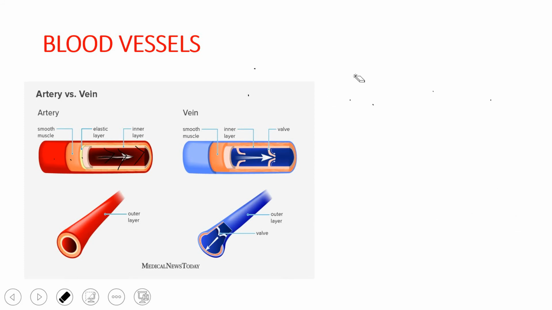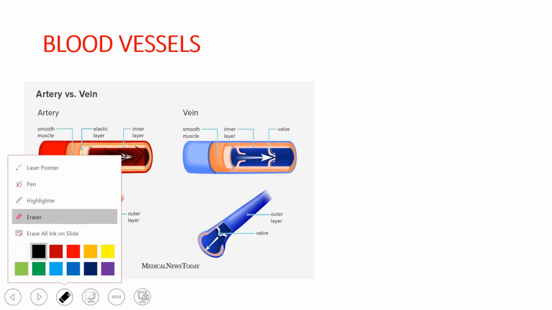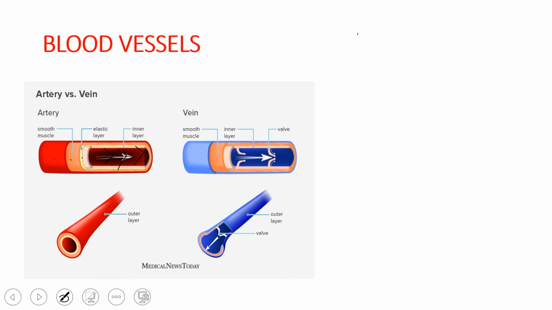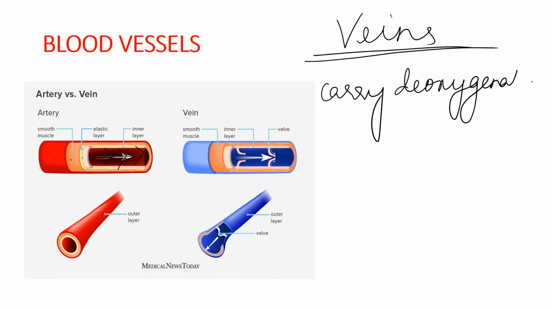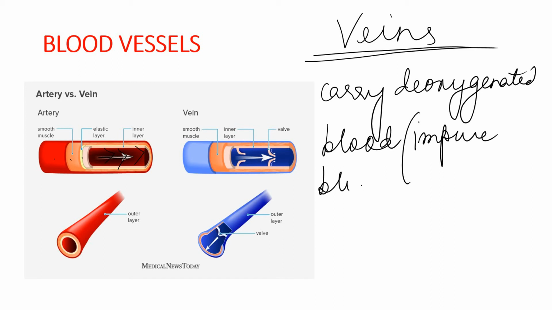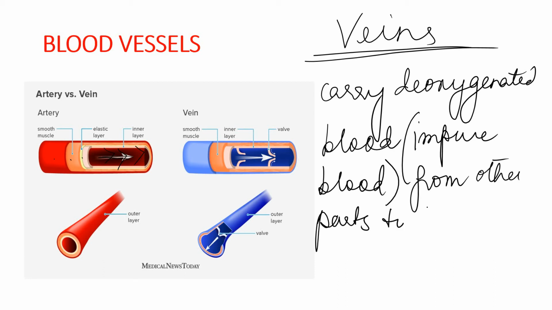Now let's focus on the vein. What are veins? These are also blood vessels, but they carry what? Deoxygenated blood, or you can say impure blood. From where? From other parts of the body to the heart.